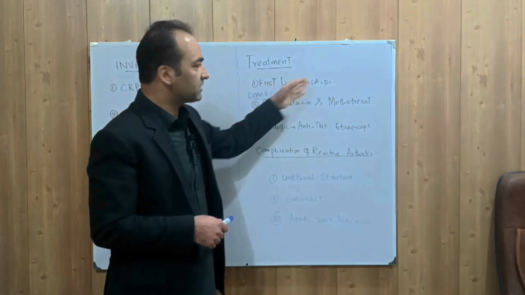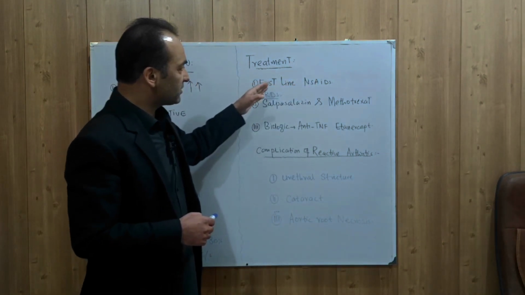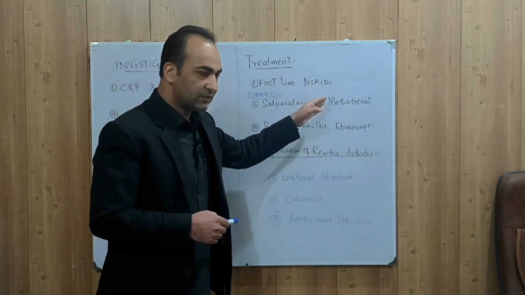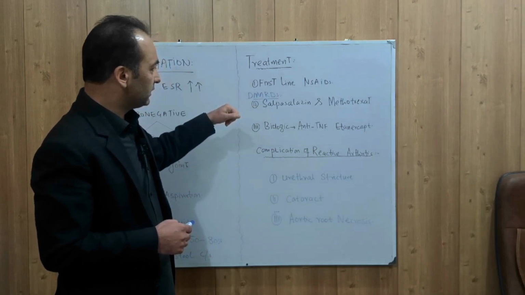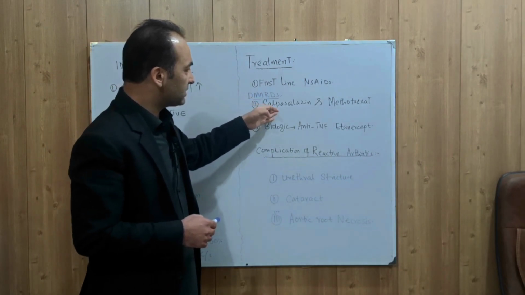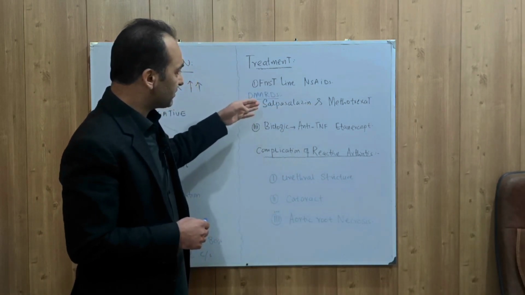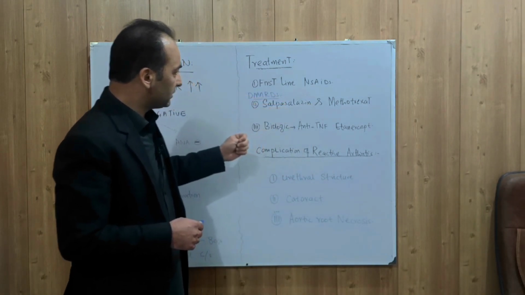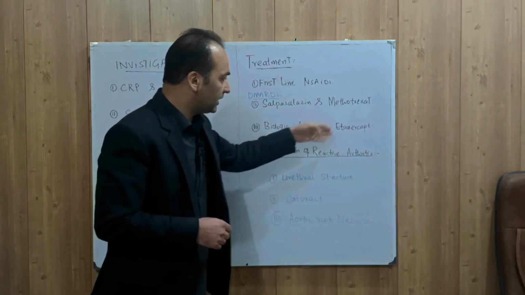Now, what is the treatment of reactive arthritis? First line treatment is NSAIDs. If the patient is not responding to NSAIDs, then we can start DMARDs, like synthetic DMARDs such as sulfasalazine or methotrexate. And if not responding to the synthetic DMARDs, then we can start biological DMARDs like anti-TNF, etanercept.